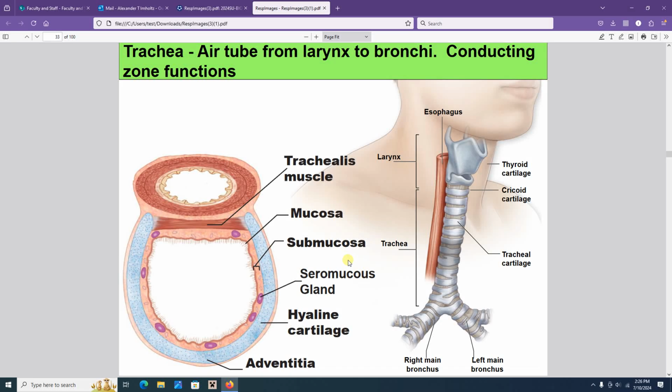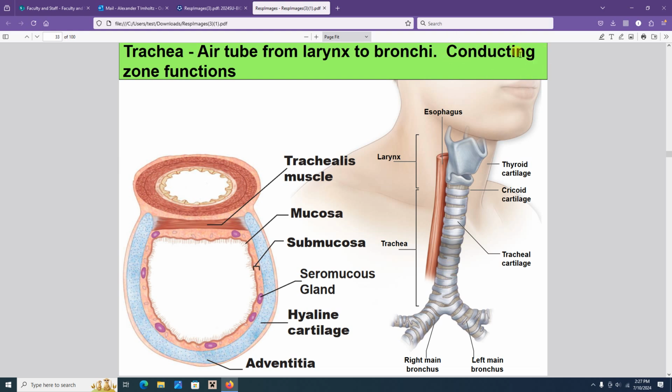Hello, hello. We are picking up with the respiratory system in the trachea. We're going to make our way from there. So, trachea, of course, is our air tube. It is going to run from the larynx, which we see right here. There's the thyroid and cricoid cartilage. And the trachea runs down until it splits in your chest into these main bronchi. So it is our airway.